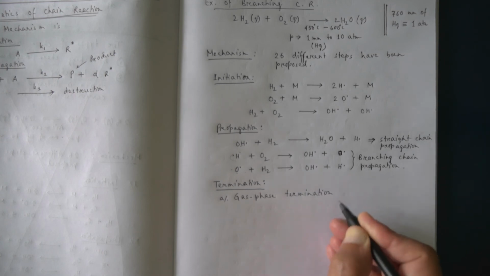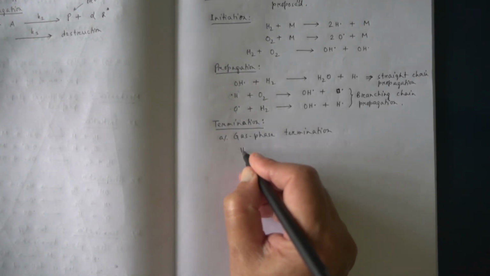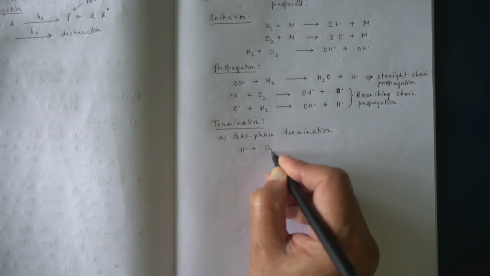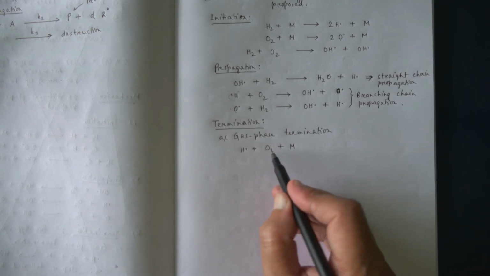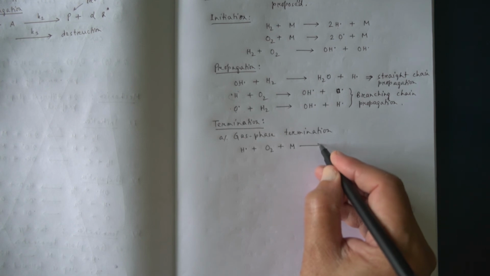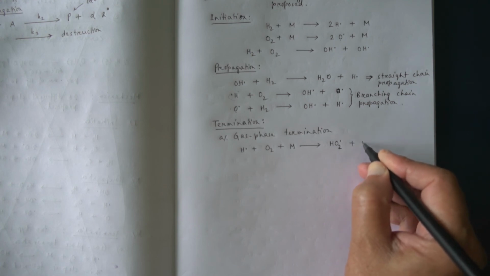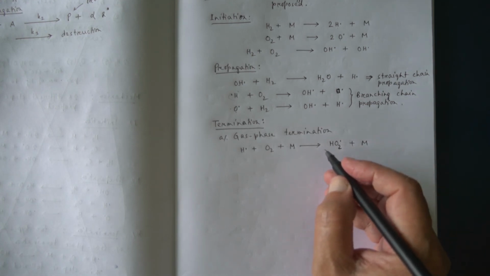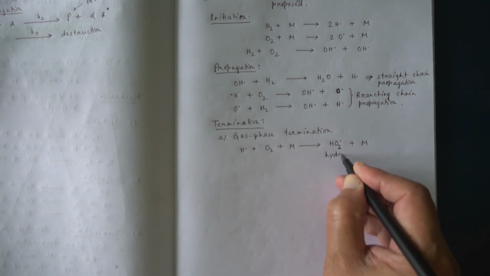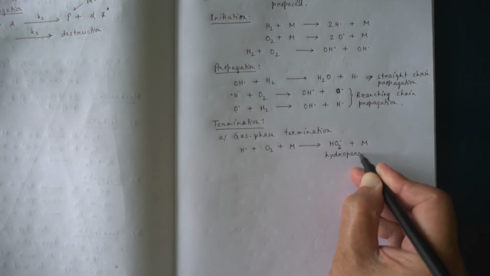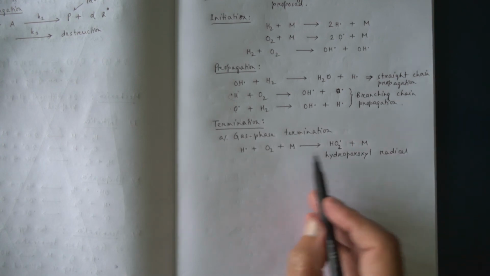Gas phase termination. What is gas phase termination? Here you see this is a chain carrier. It reacts with O2 and M, some species present in the reaction mixture. From that we are getting HO2 radical and M. And this is known as hydroperoxyl radical. Okay, hydroperoxyl radical. So this is formed.